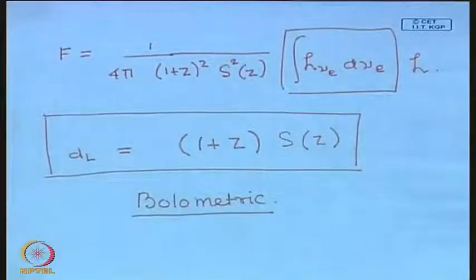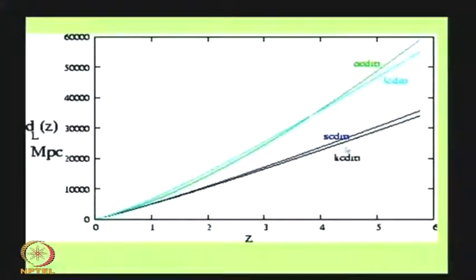So let me show you how this varies with redshift. So this graph on the computer screen shows you how the luminosity distance varies with redshift for the different cosmological models that we were discussing.